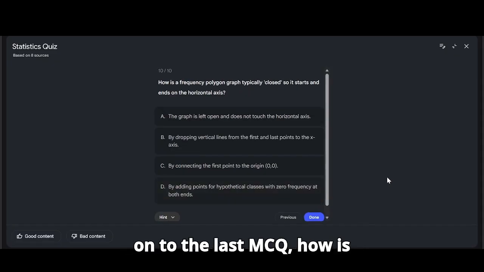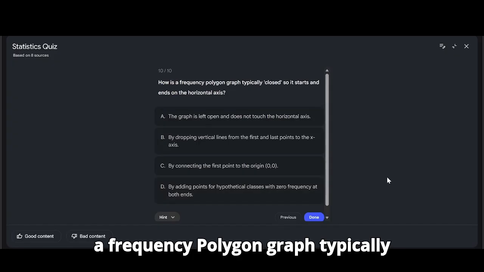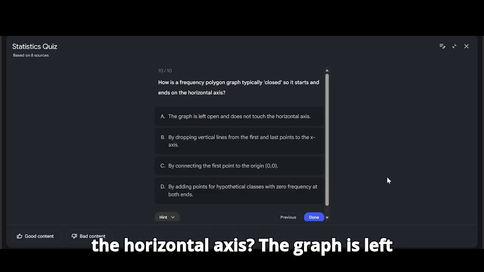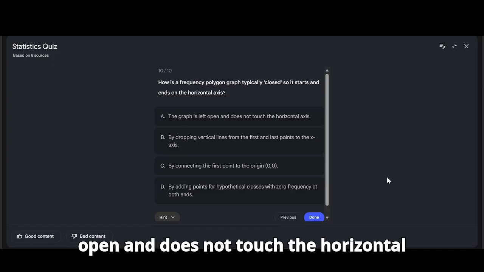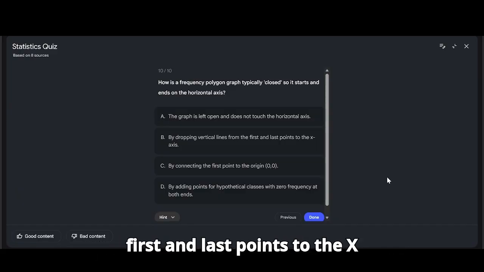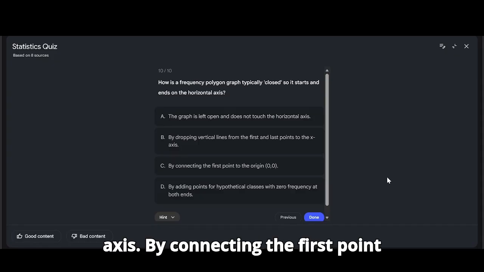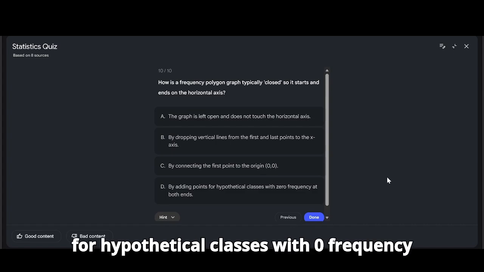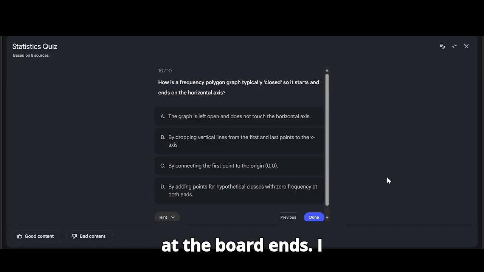Moving on to the last MCQ, how is a frequency polygon graph typically closed so it starts and ends on the horizontal axis? The graph is left open and does not touch the horizontal axis, by dropping vertical lines from the first and last points to the x-axis, by connecting the first point to the origin, or by adding points for hypothetical classes with zero frequency at both ends.